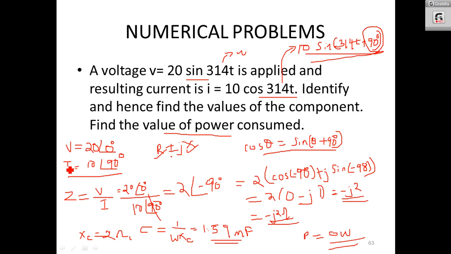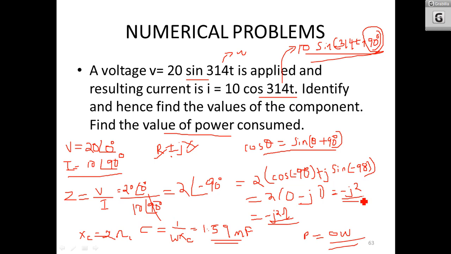What is impedance? Impedance is basically voltage by current: 20 angle 0 divided by 10 angle 90. It is 20 by 10 at an angle 0 minus 90, which is minus 90 degrees. So it is 2 at an angle minus 90 degrees. To convert into rectangular form, it is 2 into cos minus 90 plus j sin minus 90. Cos minus 90 is 0 and sin minus 90 is minus 1. So the impedance is minus j2 in rectangular form.